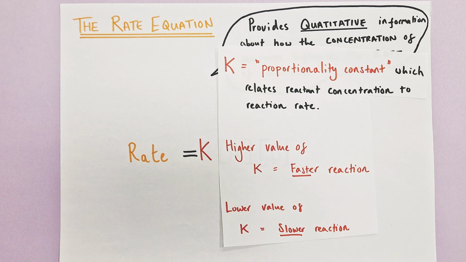First, we'll start with the rate constant, given the symbol K. This is a proportionality constant which relates the concentration of reactants to the reaction rate itself. Whilst we say that K is a constant, it will vary with different temperatures. The higher the value of K, the faster the reaction. The lower the value of K, the slower the reaction.